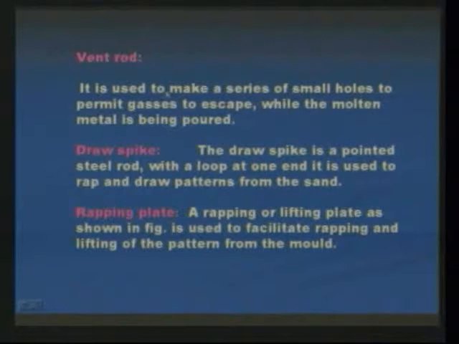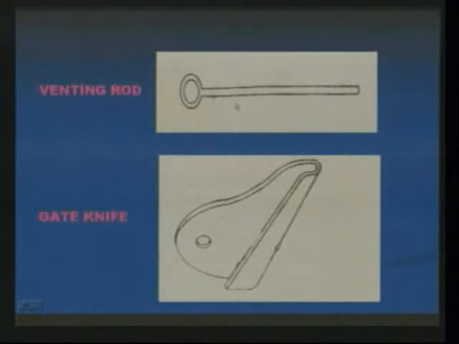Next one is the vent rod. It is used to make a series of small holes to permit gases to escape. So this vent rod is as shown in the figure. After preparing a complete mold cavity, besides and around the surface of the mold cavity, we will make some holes with the help of the vent rod.